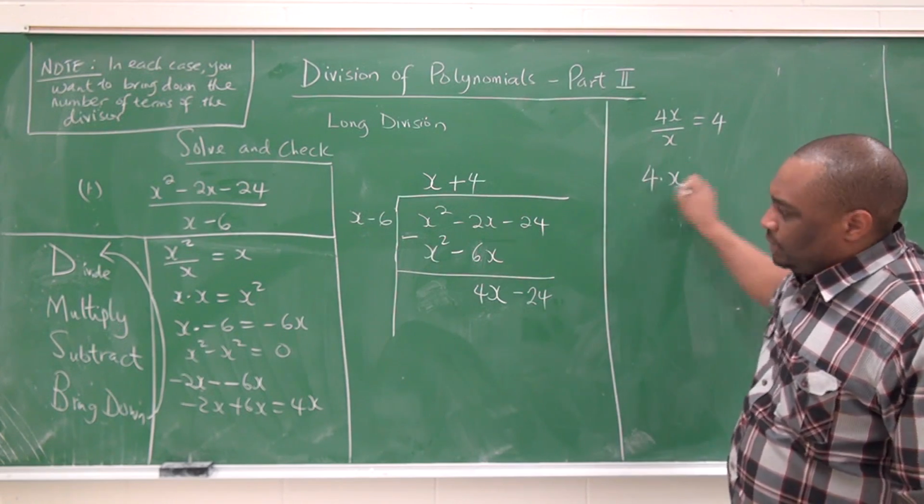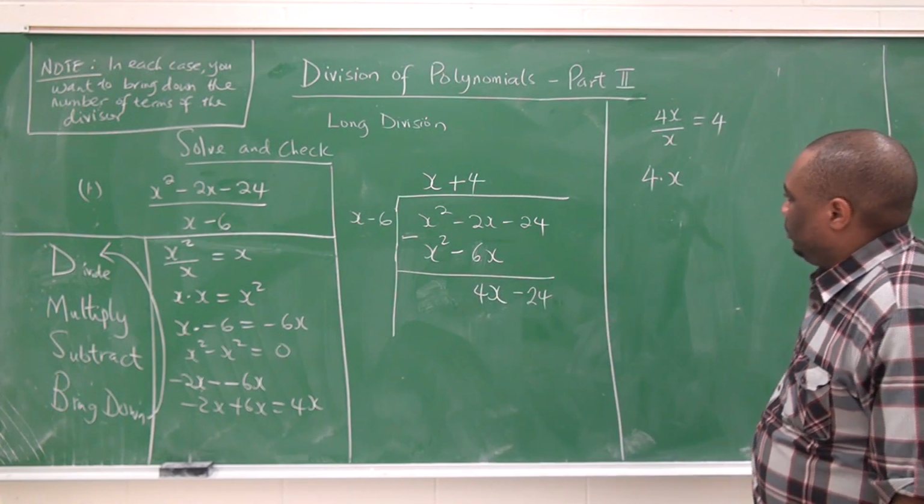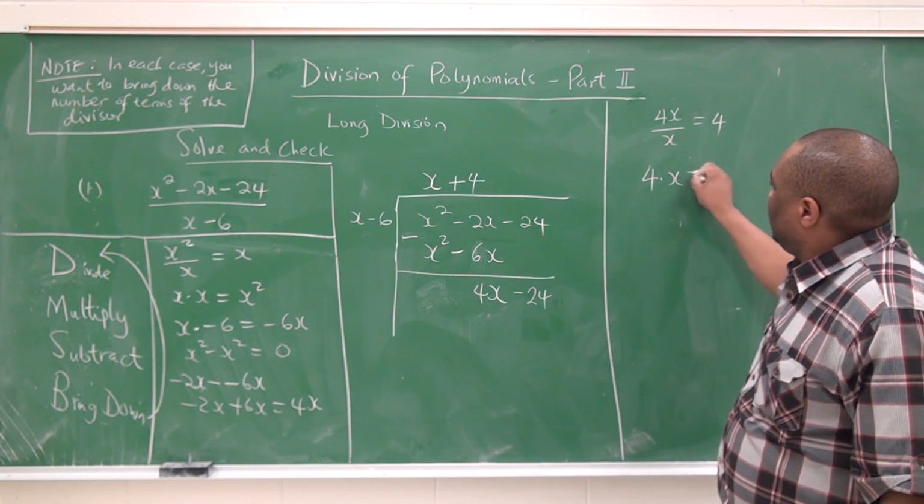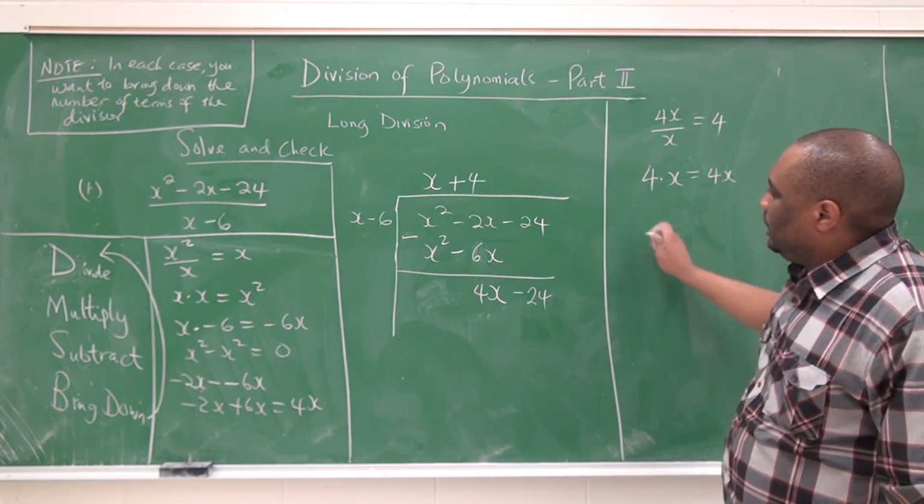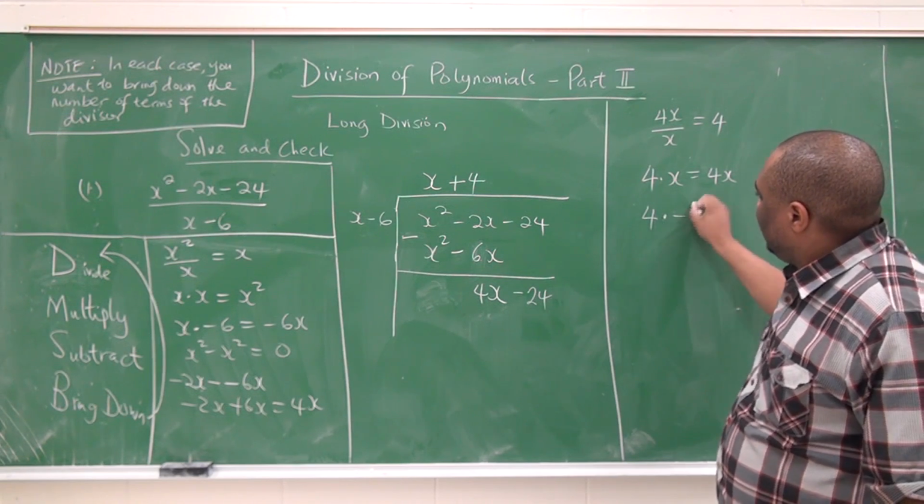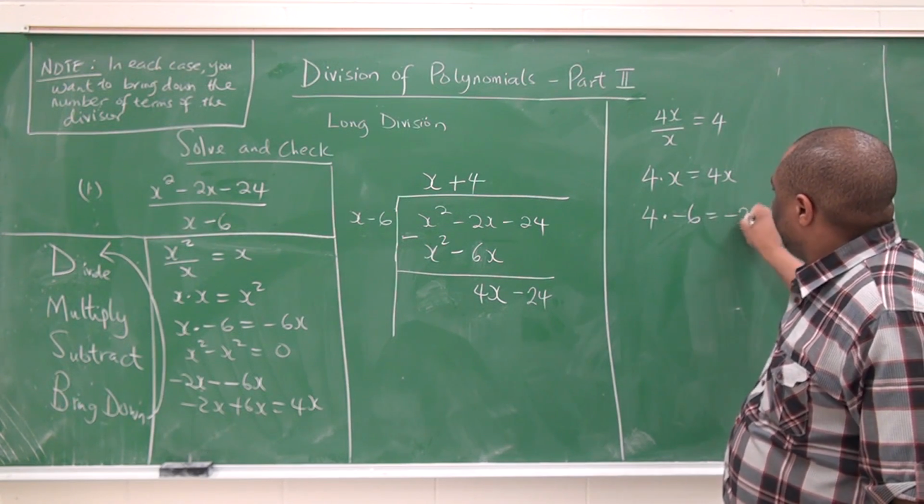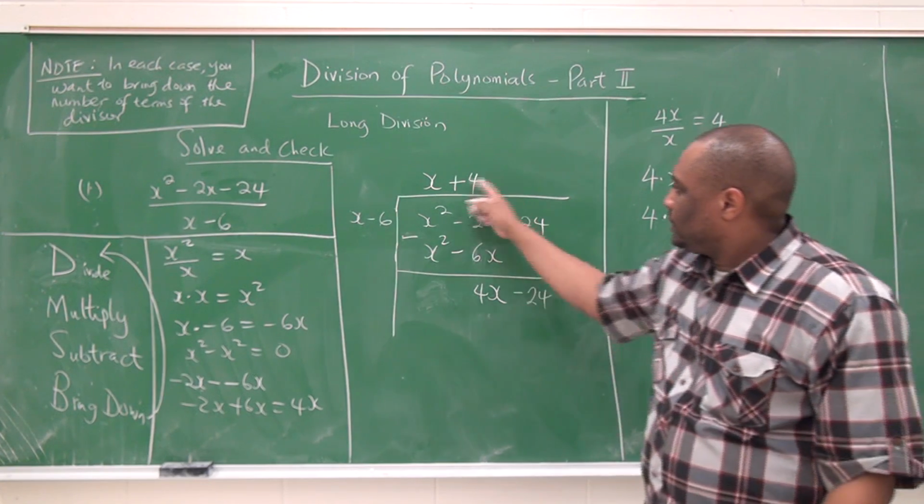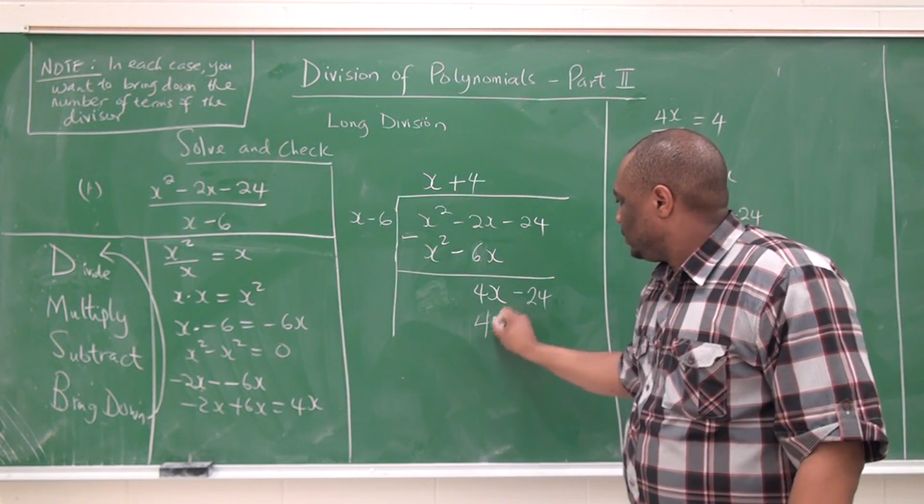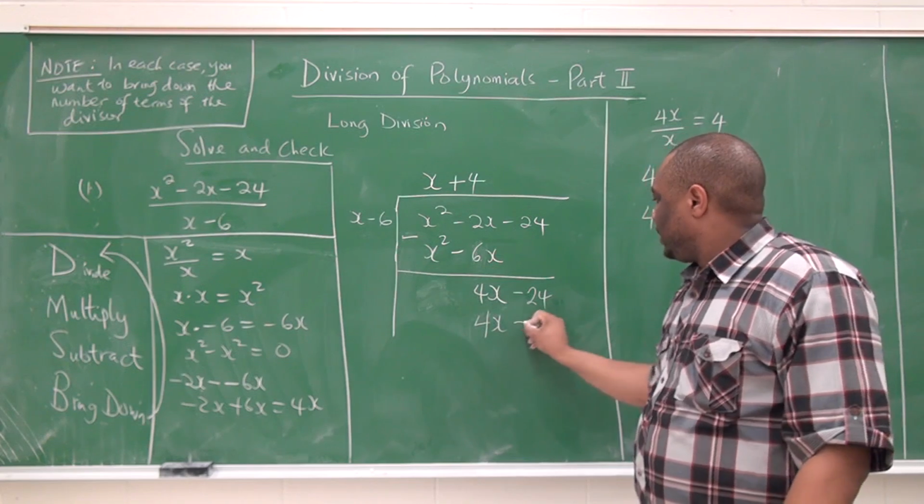And then you use this plus 4. 4 times x, because the next one is multiply. Okay, 4 times x is 4x. Then 4 times negative 6 is negative 24. So 4 times x is 4x, and 4 times negative 6 is negative 24.